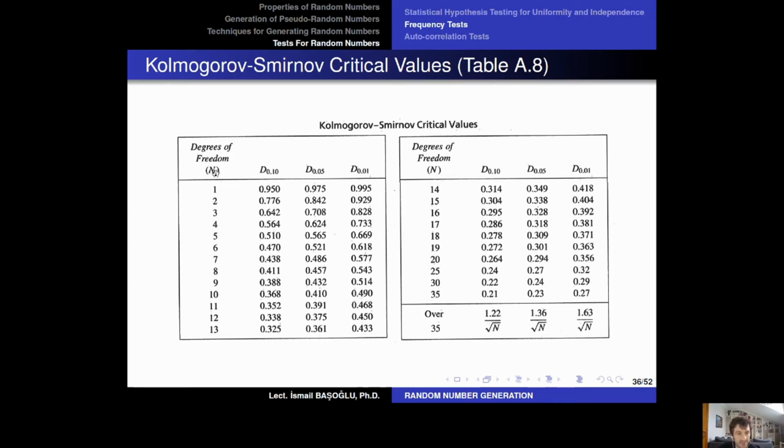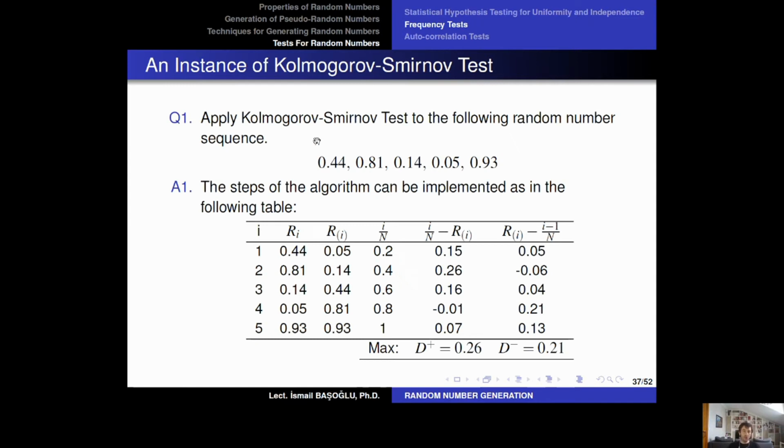So the sample size, capital N, is here. And for alpha values, for significance levels 0.10, 0.05, and 0.01, we have the critical D values. When your sample size in a Kolmogorov-Smirnov test is greater than 35, then you can directly determine your critical value using these formulas. All right, so we are just going to apply the Kolmogorov-Smirnov test to the first sample in the example that we have shown.